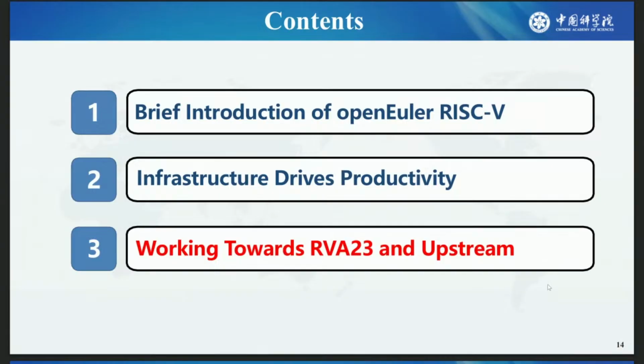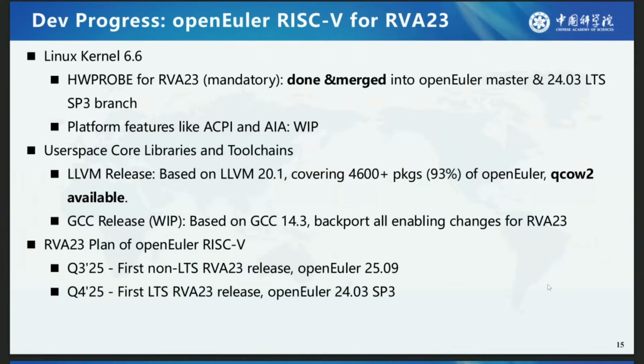Next week, okay. Okay. So the third part would be the work towards RV23 and the upstream. We are working with Linux kernel 6.6. The most important part to backport is the hardware probe. We have done it and merged it into the openEuler master branch.